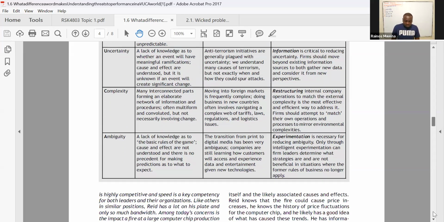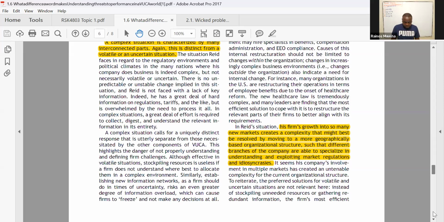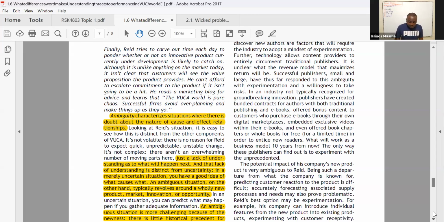The last word on the acronym is ambiguity. When they talk about ambiguity, they say ambiguity characterizes situations where there is doubt about the nature of cause and effect relationships. So just a lack of understanding as to what will happen next. And that is distinct from uncertainty. In a merely uncertain situation, you have a good idea of what causes what.